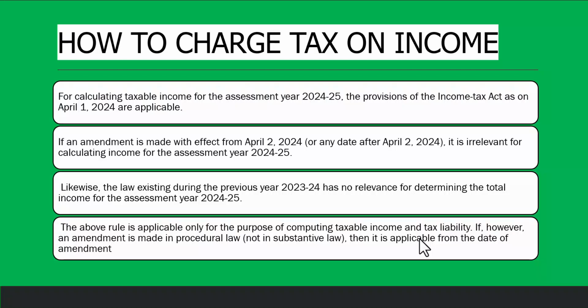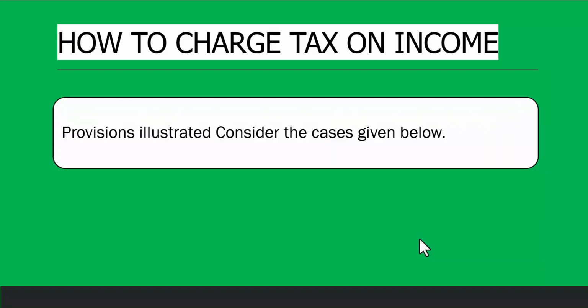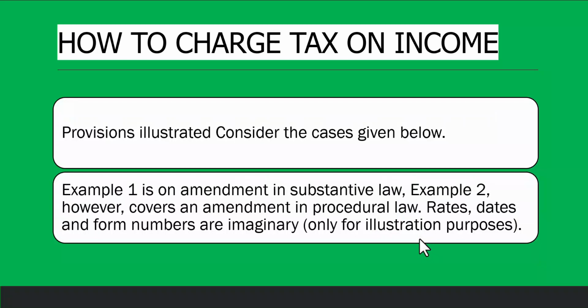Okay, so let's understand this. Provisions illustrated. Consider the cases given below. Example 1 is on amendment in substantive law. Example 2, however, covers an amendment in procedural law. Rates, dates and form numbers are imaginary. Okay, these are very simple ones, so it's not a complicated thing.